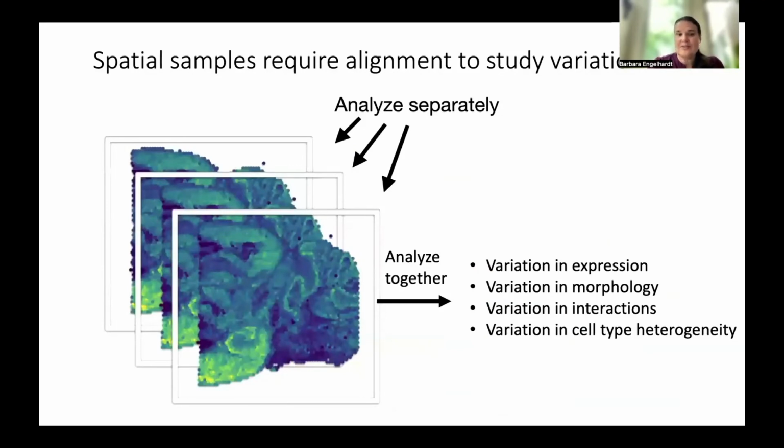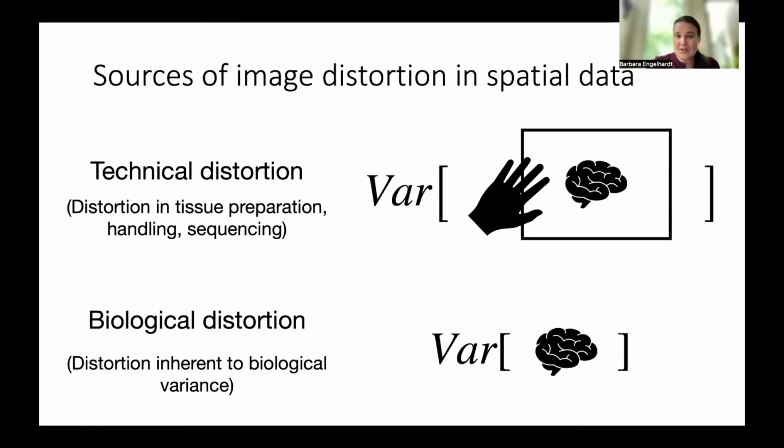So right now, a lot of groups take these samples and analyze them separately. But when we analyze them together, we can start studying variation in expression or tissue morphology. We can think about variation in the interactions between the cells and variation in cell type heterogeneity. So basically variance, which we can't really get when we think about these different spatial samples separately.